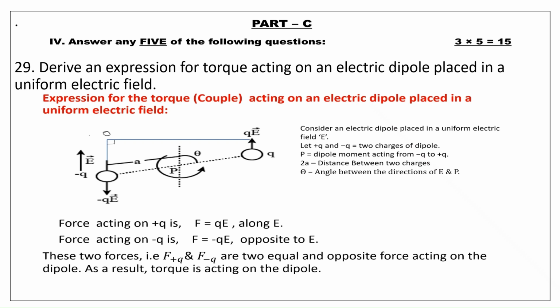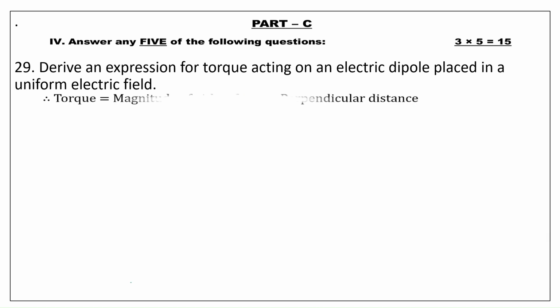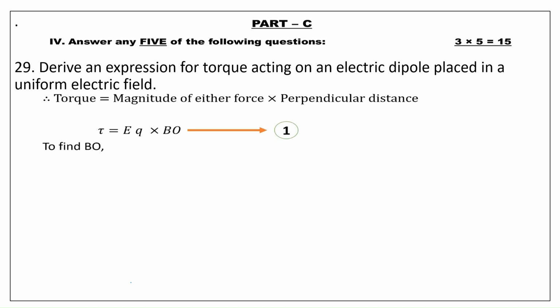These two forces, that is F plus Q and F minus Q, are two equal and opposite forces acting on the dipole. As a result, torque is acting on the dipole. Therefore, torque is equal to the magnitude of either force into perpendicular distance. That is, τ is equal to EQ into BO. Mark it as equation number 1.